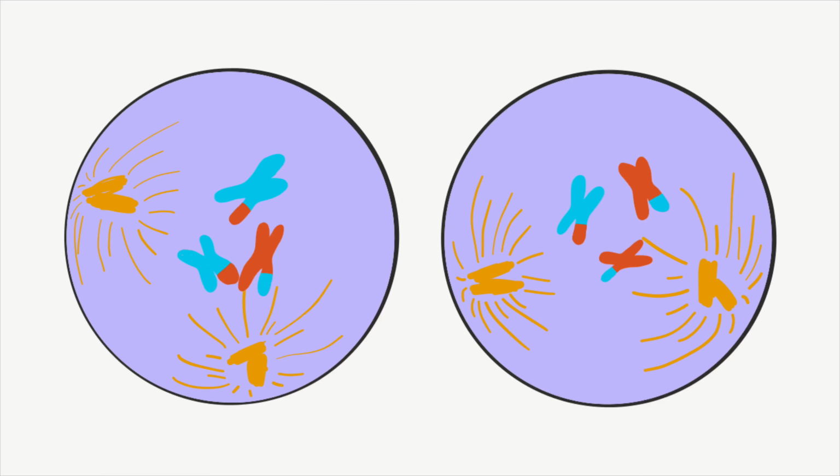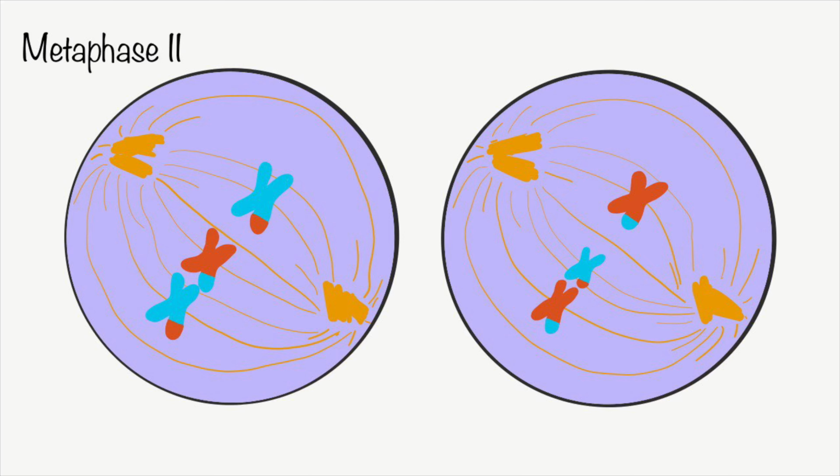In prometaphase 2, the spindle fibers will attach to the centromeres of the sister chromatids, with the sister chromatids attached to opposite poles. In metaphase 2, the sister chromatids are aligned along the equator of the cell by the spindle fibers in preparation for centromeres to divide in anaphase 2.